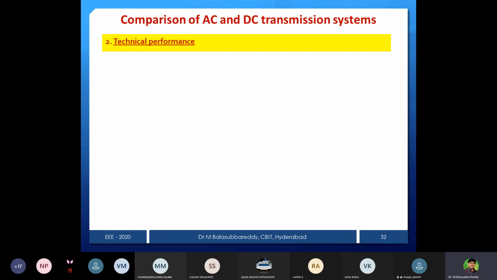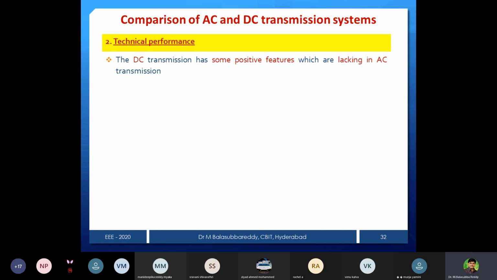In technical performance, there are a lot of parameters. We have to see stability, line compensation, then voltage limit, current limit. Like that, in the use of AC transmission there are problems. So many things we need to discuss; we will see them one by one. In DC transmission there are more positive features, which are lacking in AC transmission.